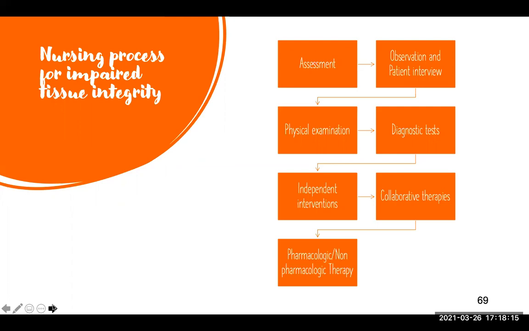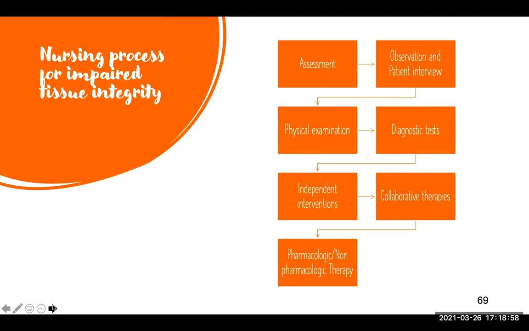Physical examination, you would look for evidence of problems with the skin or potential risks for problems with wound healing for surgical patients postoperatively. Diagnostic tests we would look at would be our white blood cell count, our coagulation studies, our indicators or markers of nutritional status like our albumin. We want to pay attention to independent interventions that we can do as nurses to prevent skin integrity problems and wound care or wound healing problems that we outlined already. And then collaborative therapies.